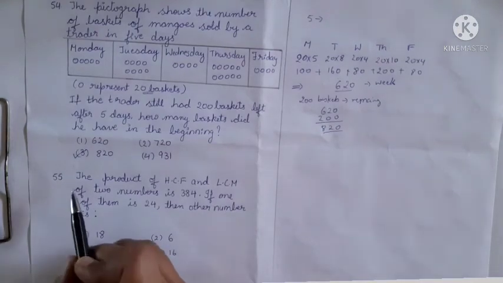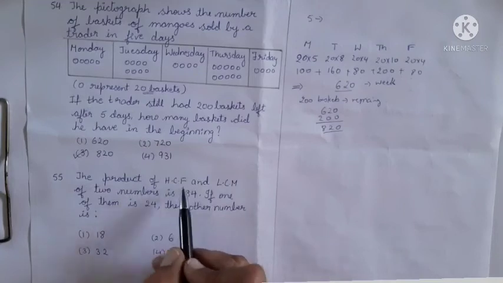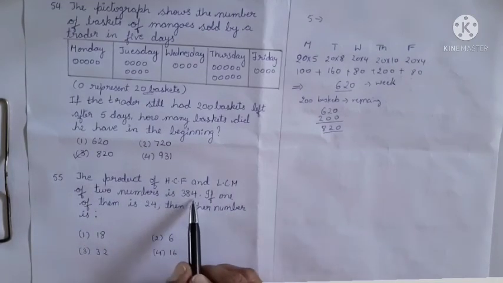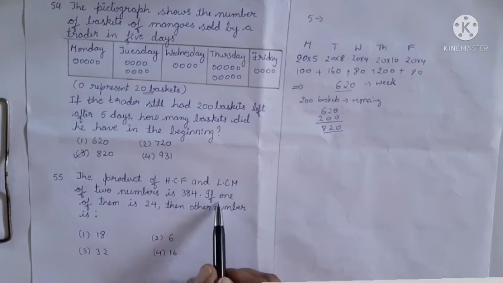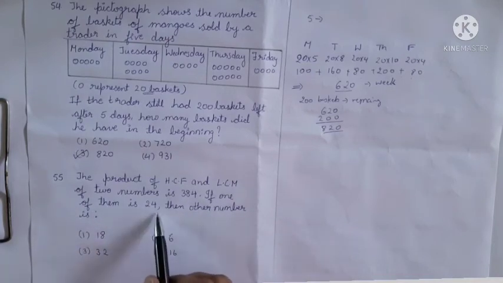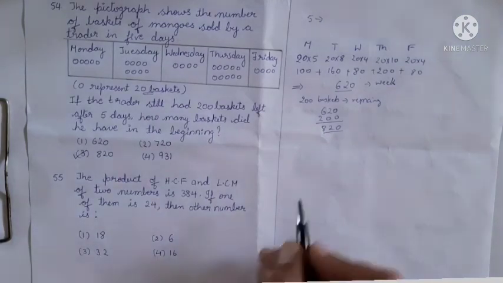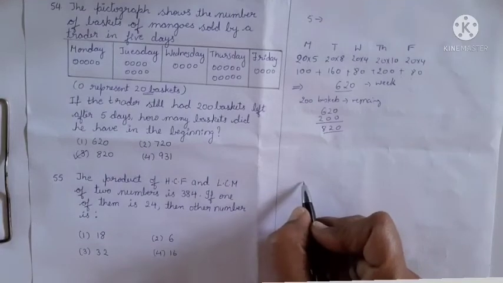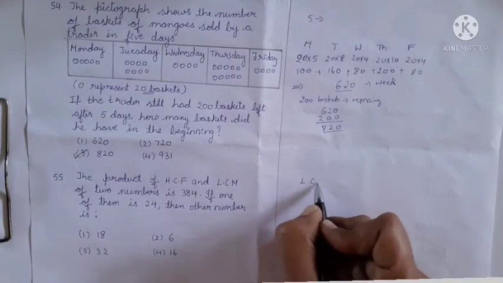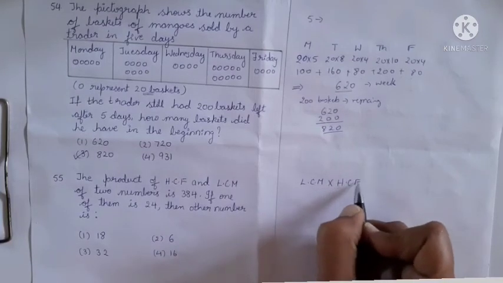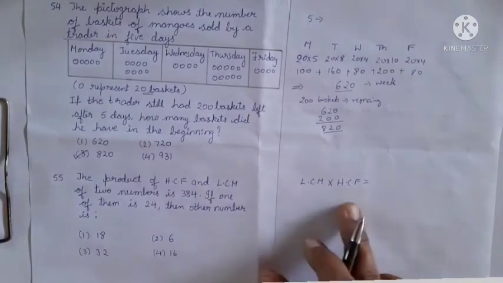Moving forward with the next question. The product of HCF and LCM of two numbers is 384. If one of them is 24, then the other number is. You have to calculate the other number. Always remember one formula, children. This you should never forget. LCM into HCF. This is the formula.